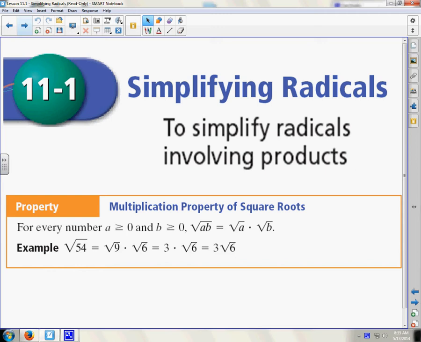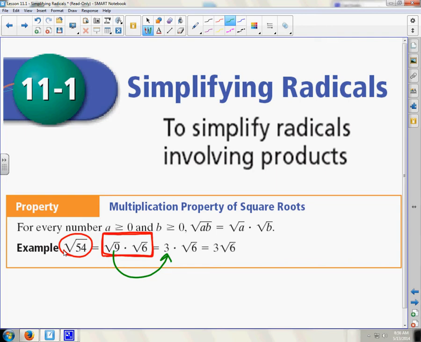So the multiplication property of square roots, if you look at this, I can take the square root of 54 and I can separate it into the two factors of 54. What that does is that allows me to look at what the factors are, and if any of them are perfect squares, I can simplify them. So if you look here, the square root of 9 is 3, but the square root of 6 I can't simplify. So what they do for the answer is they say it's 3 times the square root of 6. So that's what we're going to be doing.